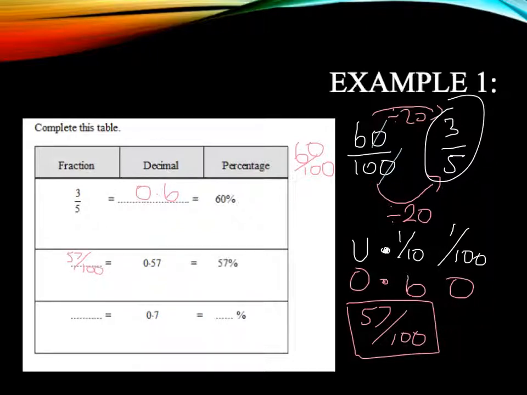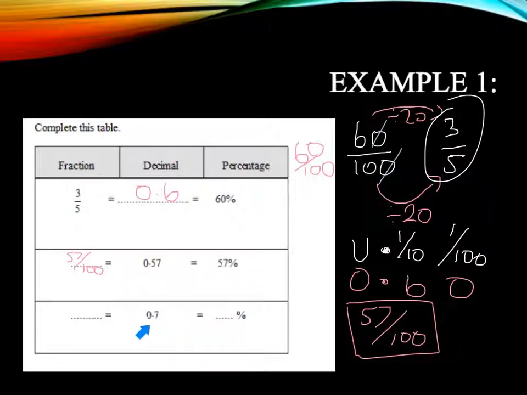It's a fraction, it's there, and it meets the same criteria as all the other things. We've got 57 over 100, or 0.57, or 57%. Remember, the word percent meant out of 100. Right, let's look at the last one then.